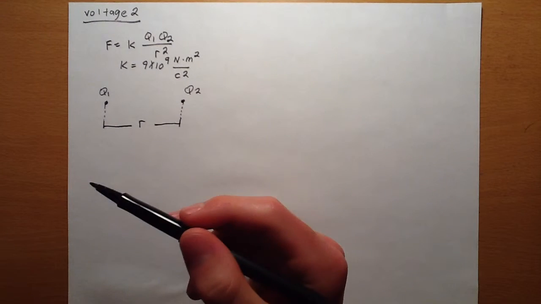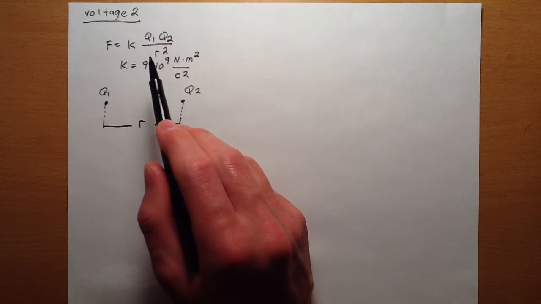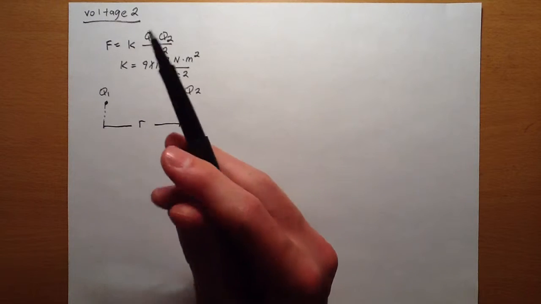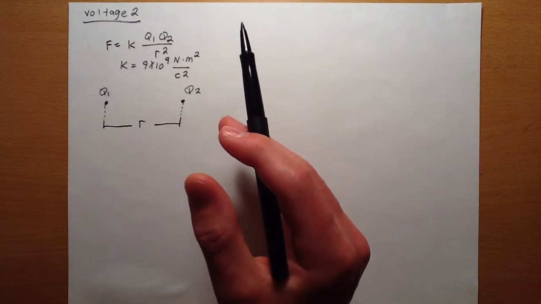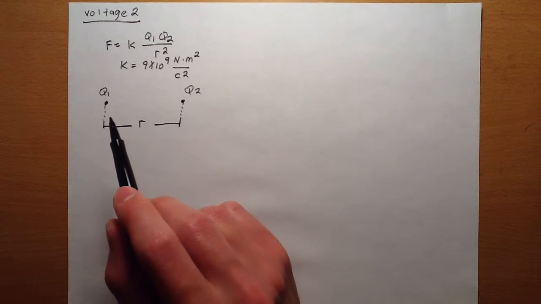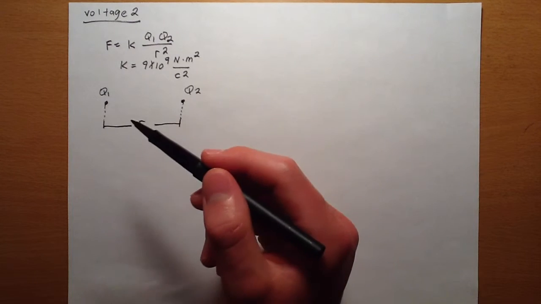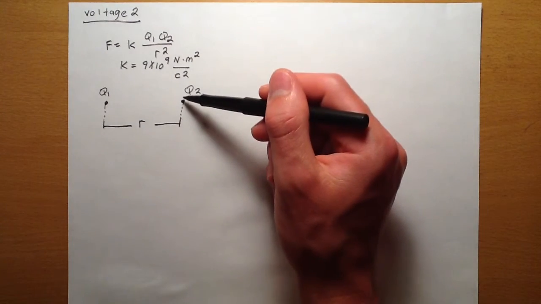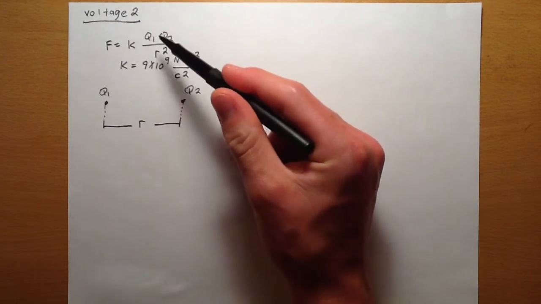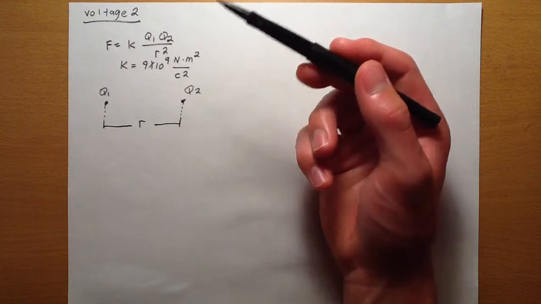When we're solving problems involving this equation, we should think to ourselves, do they have the same sign or do they have different sign? And we should say, okay, if they have different sign, they'll be pushed together. So I know the force on Q2 is going to be this way, pushing it this way. And then I use this equation to get the magnitude of that force.